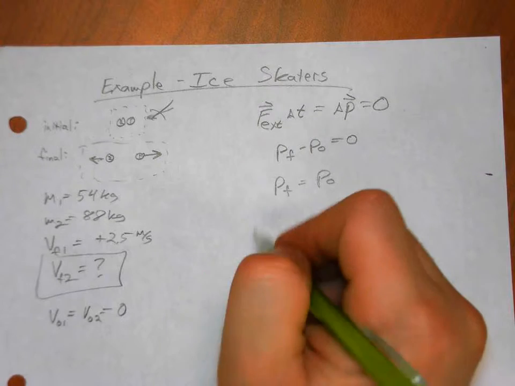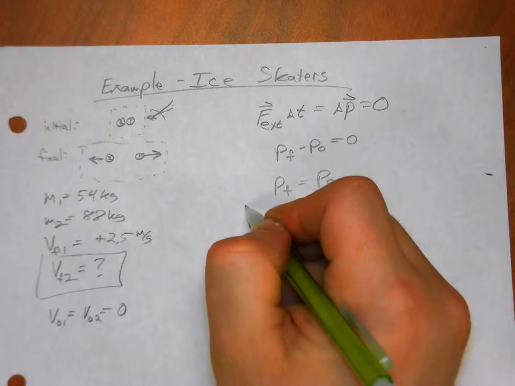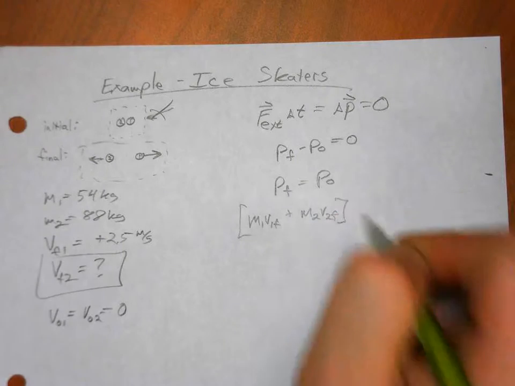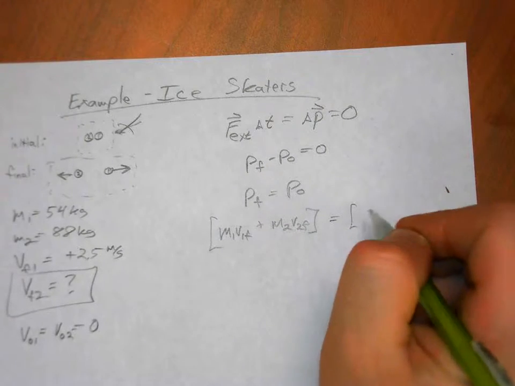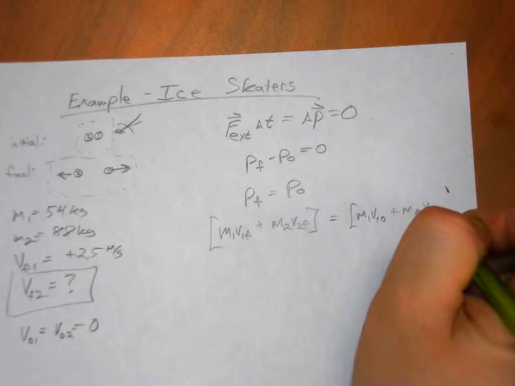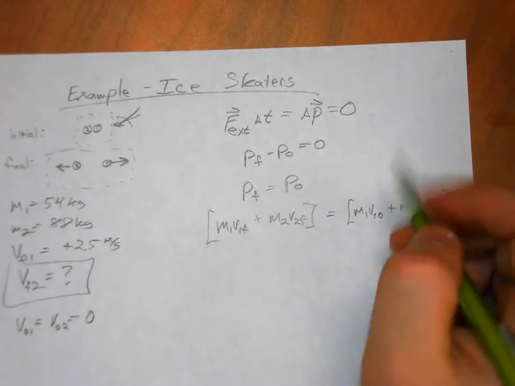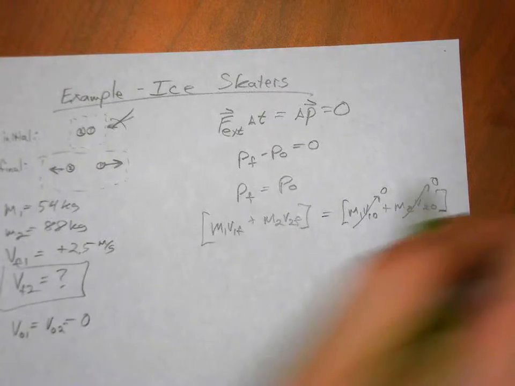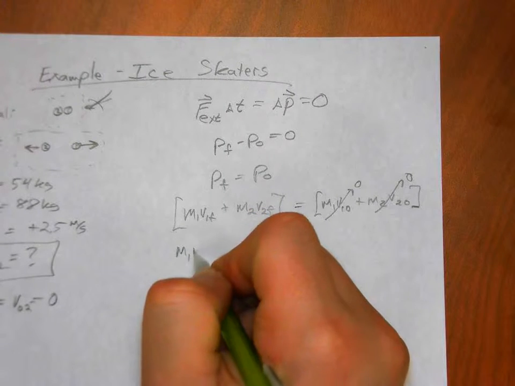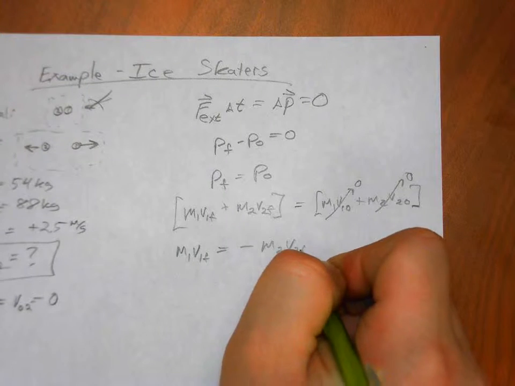So in the final case, you have M1 V1 final, that's the momentum of the first person, plus M2 V2 final, that's the momentum of the second skater, equals the momentum in the beginning, which is M1 V1 initial plus M2 V2 initial. Well, what do we know about the beginning? Both velocities are 0, so there's no momentum in the beginning. So then we know that M1 V1 final must equal negative M2 V2 final.